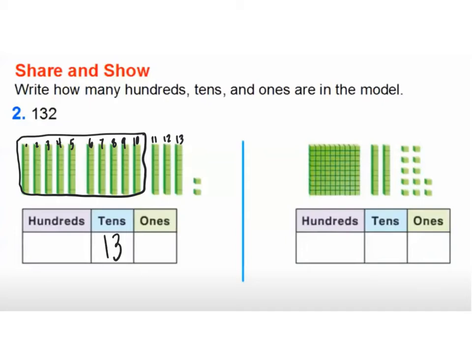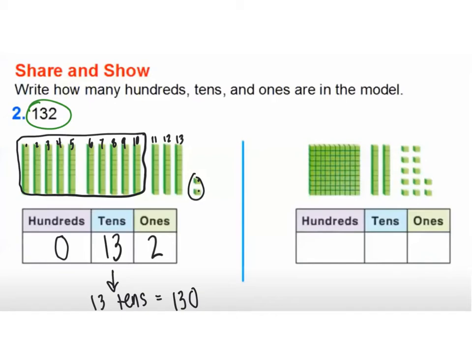And I got a little ahead of myself. Did we have any 100 blocks? So we put 0. And then how many little 1 blocks do we have? 2 ones blocks. So this 13 tens is the same thing as saying 130. And when we add those 2 ones blocks right there, that gives us our total, the original number of 132.